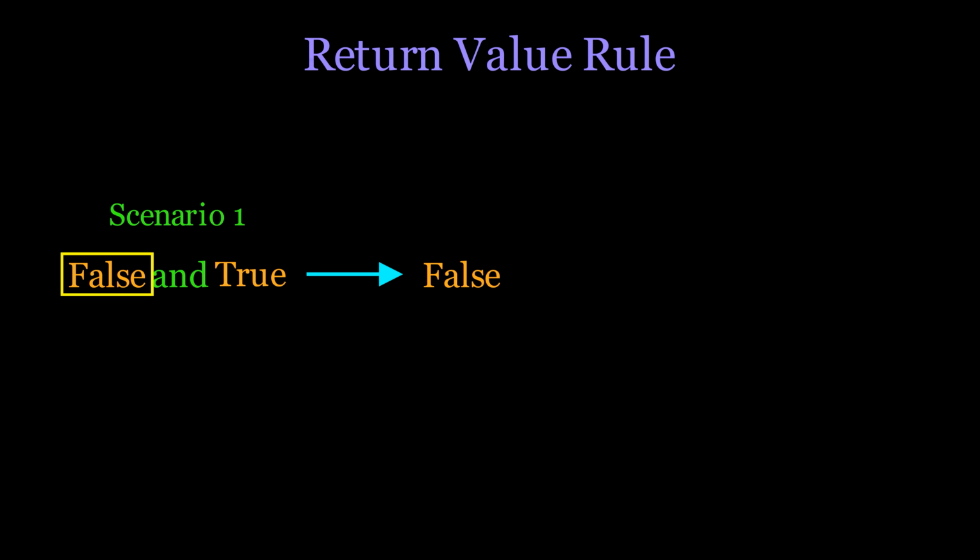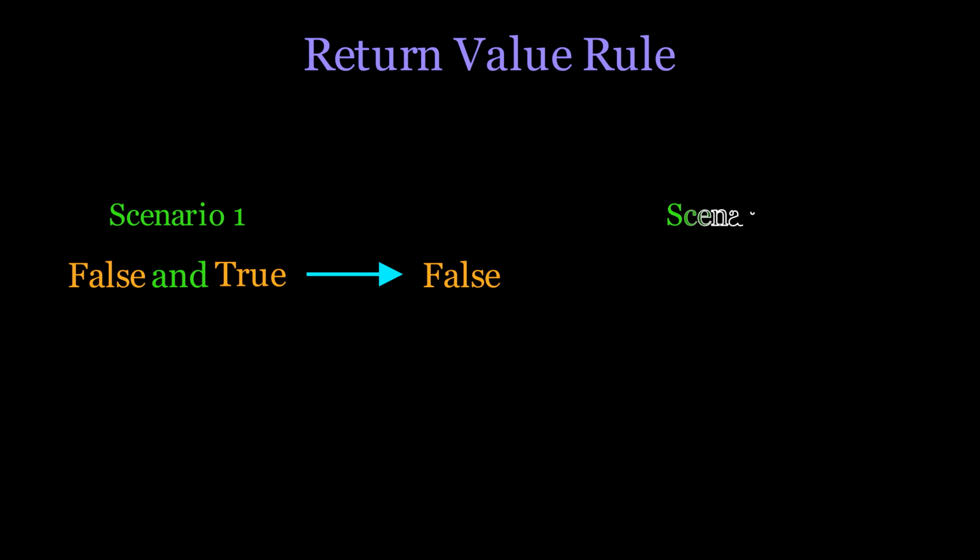Now, let's take a closer look at the return value rule. Let's look at two scenarios using the AND operator. Scenario 1. Consider false and true. Because the first operand is false, the entire operation is already known. In this case, Python simply returns the first operand as the output.